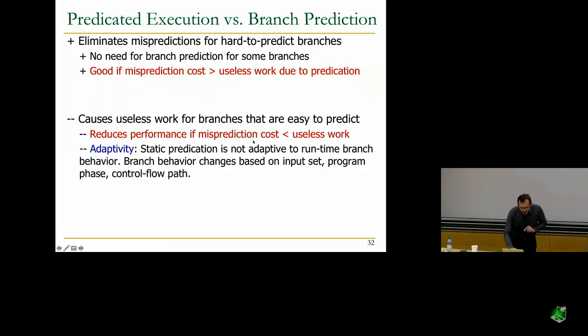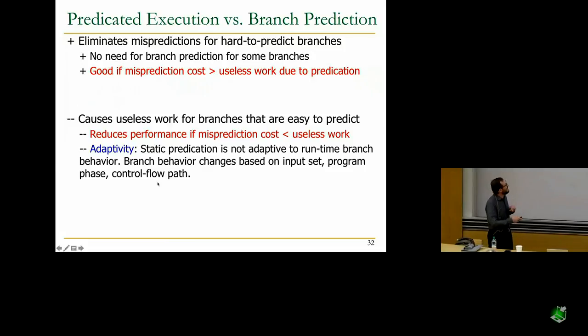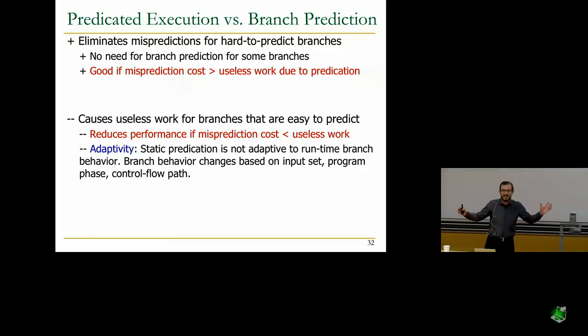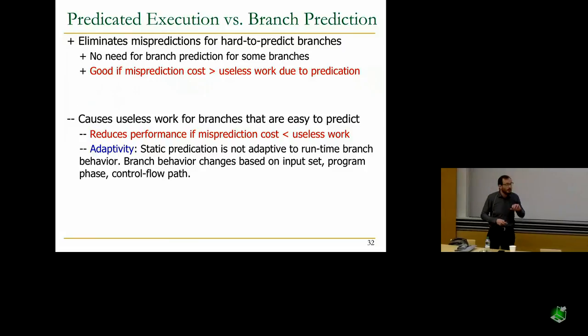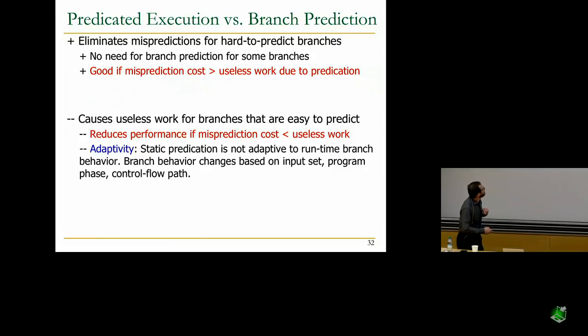Right. So people have tried to make this more adaptive, because if you do this statically without any adaptivity, it turns out branch behavior changes based on input set, program phase, control flow path, and you cannot adapt to any of these. And predication doesn't gain performance that much. Although there are other benefits of predication, like code optimization, right?